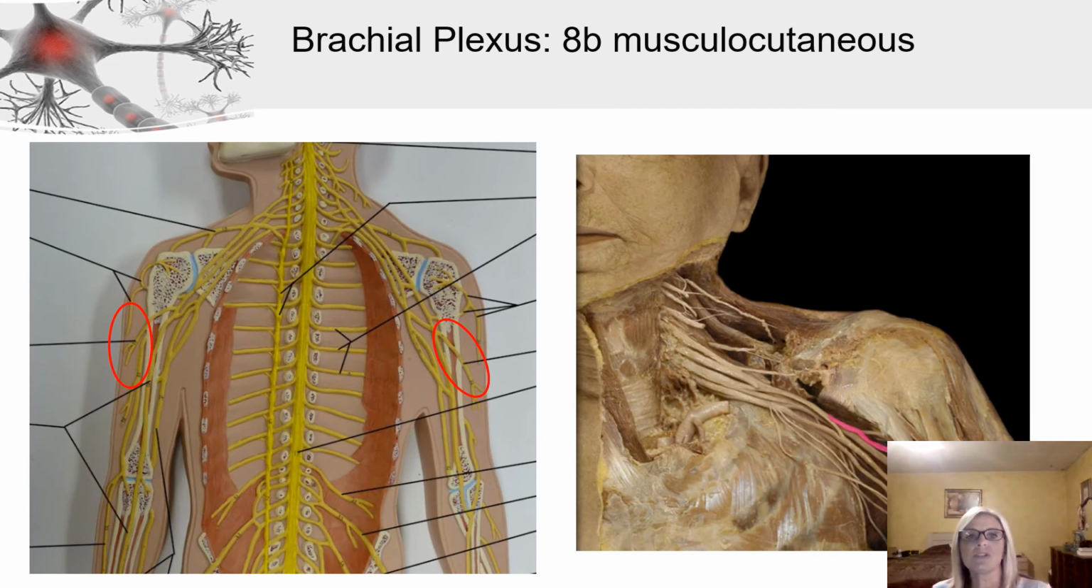So next is musculocutaneous. Musculocutaneous is a hint as to what it supplies. By its name, I can assume that it must supply some muscles, but it also must supply some cutaneous tissue, which is generally your skin. So C5 to C7, this supplies the anterior arm muscles, things like the biceps brachii. Then it's going to become the lateral cutaneous nerve after it emerges past the biceps tendon and the brachioradialis.